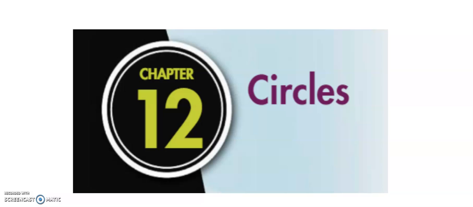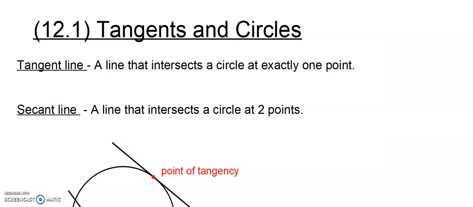Alright, today we're going to start in on chapter 12. Chapter 12's focus is on the shape of circles. Now, the first thing we want to talk about is something called a tangent line. In section 12.1, we're going to talk about tangents and circles, or tangent lines and circles.